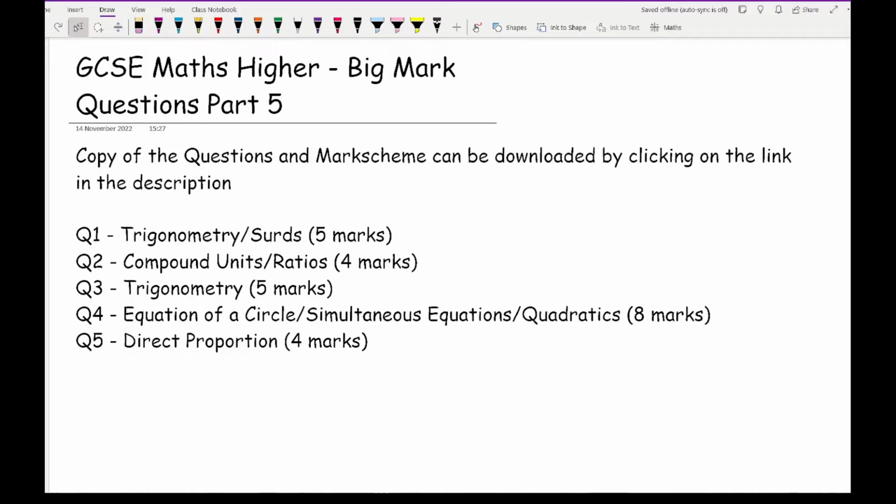Now again, a reminder that I strongly recommend that you have an attempt at these questions to see how much you know, and also I'll include the mark scheme in the copy of the questions that you can click on in the link in the description, so that you can see that if you've got the same answer but used a different method, you can see whether the exam board will still accept it for the marks that are allocated.